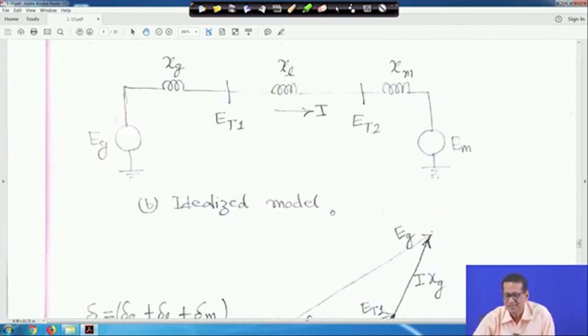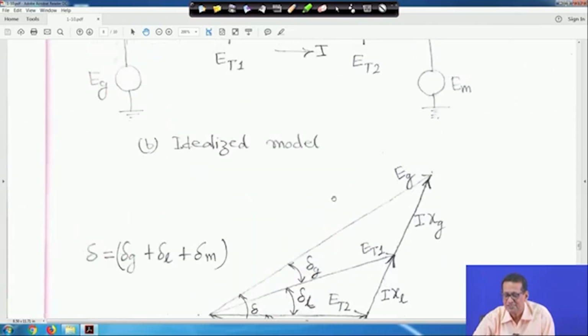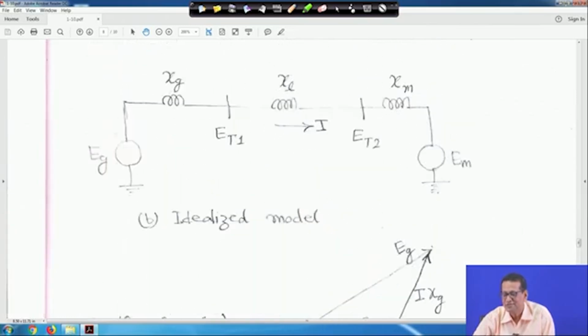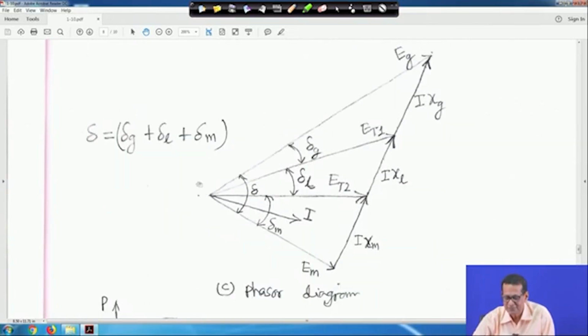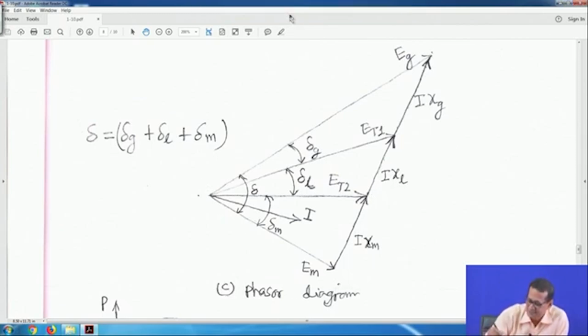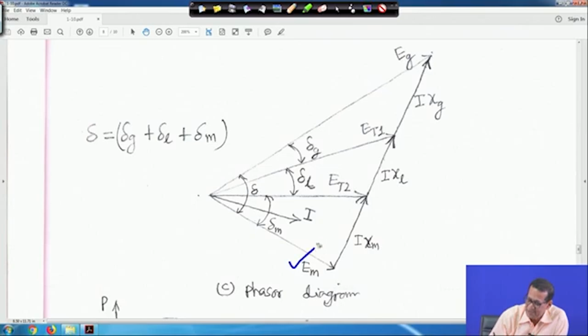Now, ET2 will be what? It will be Em plus jIXm. ET2 is equal to Em plus jIXm. So, this angle is 90 degrees, and this is the current I, and this is IXm.